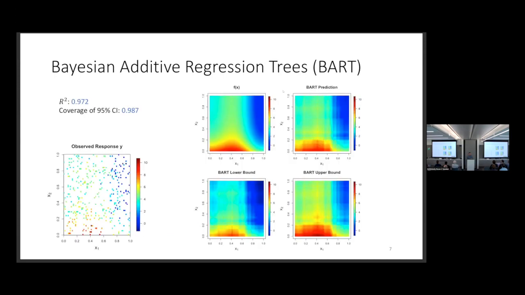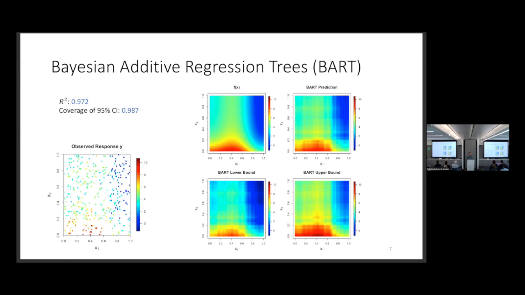And then the cool thing that comes out of this is the uncertainty quantification. So the top left here, I'm showing the actual mean function. The top right is the BART prediction, which is just the posterior mean estimate. The bottom left is the lower bound of a 95% credible interval, and the bottom right is the upper bound.